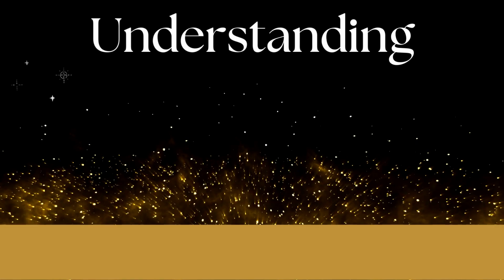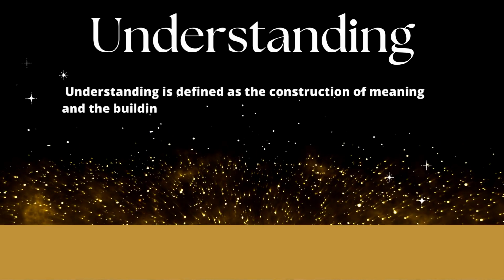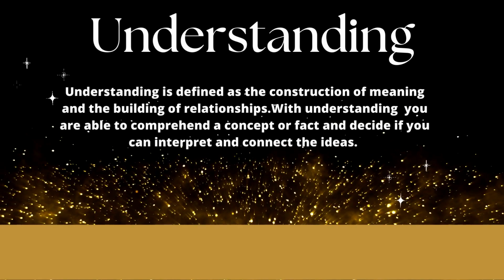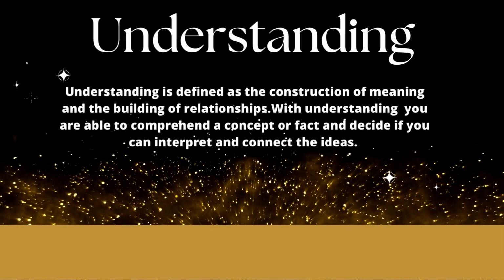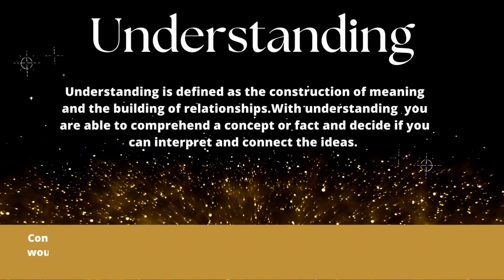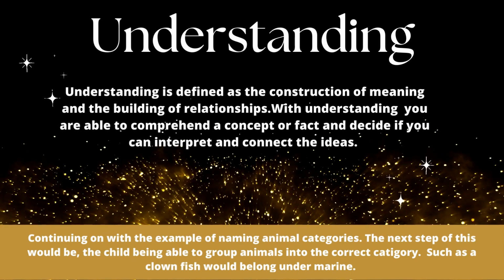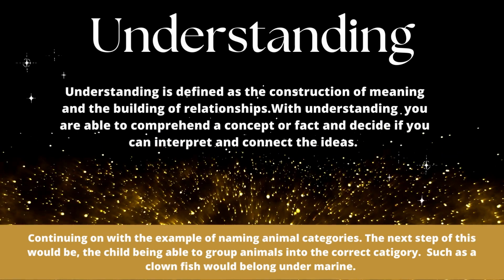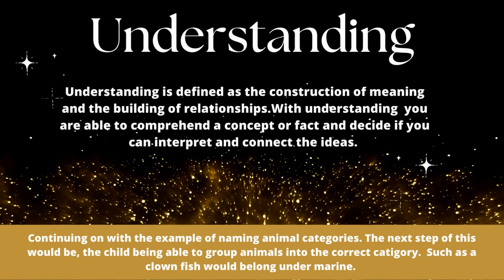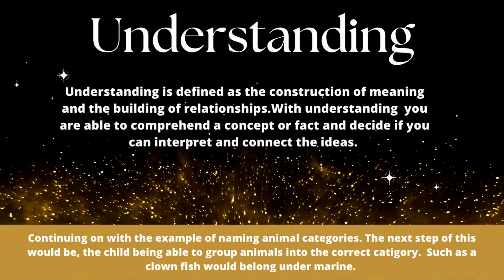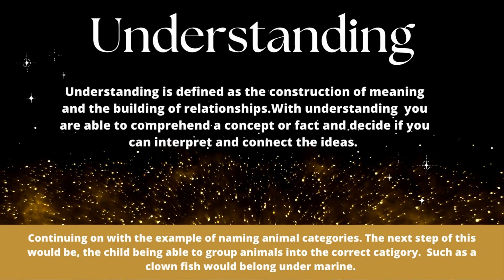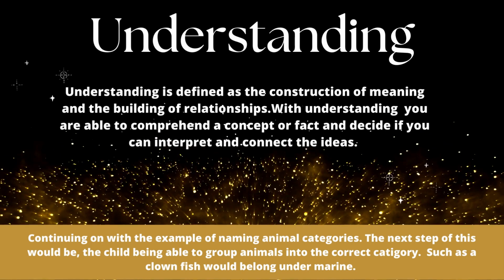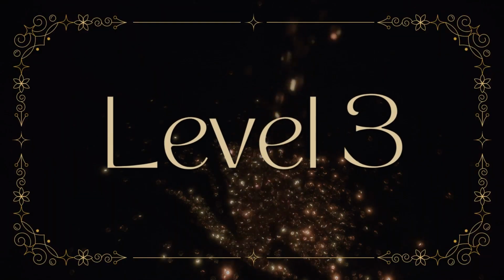Level 2. Understanding. Understanding is defined as the construction of meaning and the building of relationships. With understanding, you are able to comprehend a concept or a fact and decide if you can interpret and connect the ideas. Continuing with the example of naming the animal categories, the next step of this would be a child being able to group animals into the correct category, such as a clownfish would be under marine. Level 3.